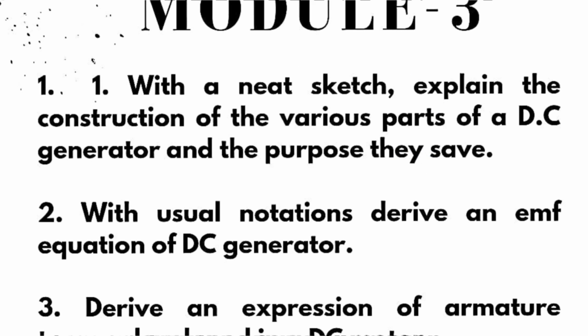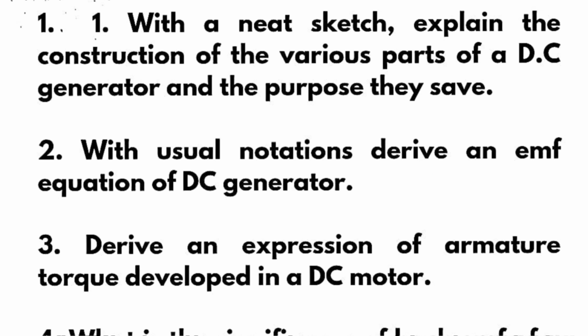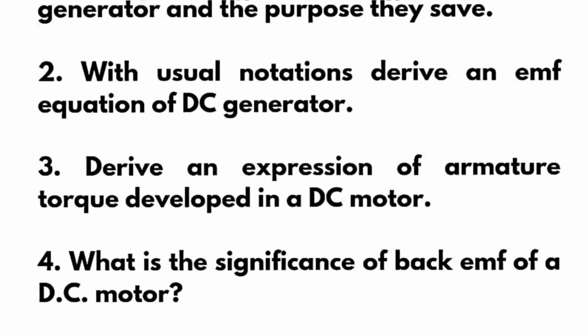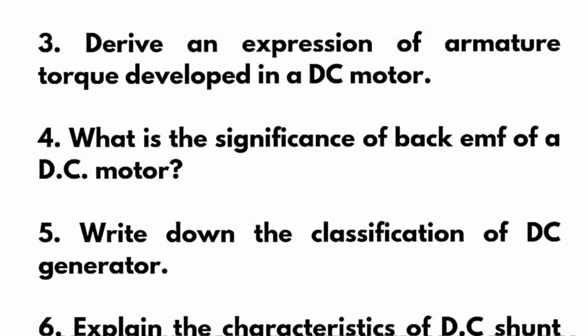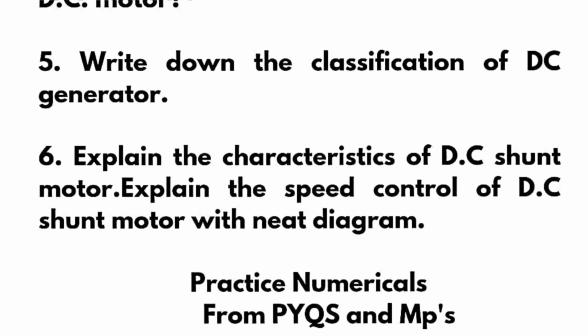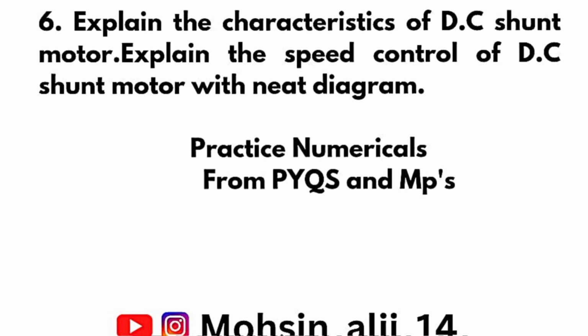Next, module third, we have some super important ones like: with a neat sketch, explain the construction of various parts of a DC generator and the purpose they serve. Next is: with the usual notations, derive an EMF equation of a DC generator, derive an expression for armature torque developed in a DC motor, and what is the significance of back EMF of a DC motor. Next we have: write down the classification of DC generators, explain the characteristics of a DC shunt motor, explain the speed control of a DC shunt motor with a neat diagram, and you should practice some numericals from previous year question papers and model question papers. Okay, let me know in the comment section if you are not getting the papers. I will upload them on my Instagram account.